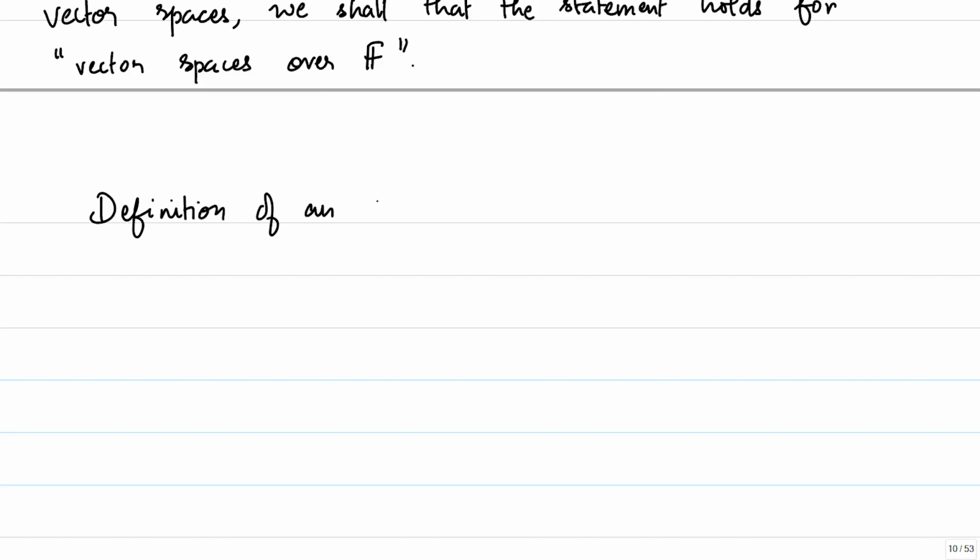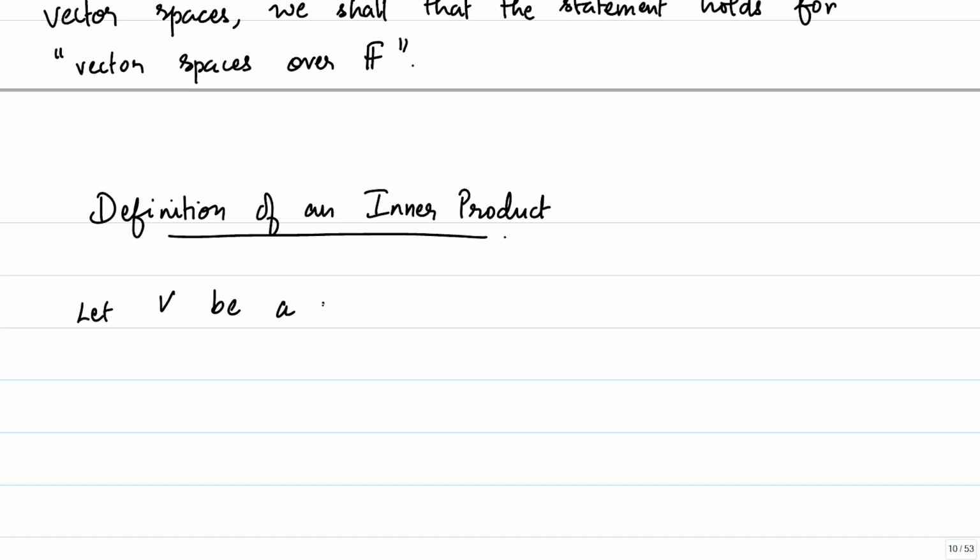Definition of an inner product. Let V be a vector space over F, the field of scalars being either R or C. So let me write it as a vector space over F. An inner product on V is an operation.